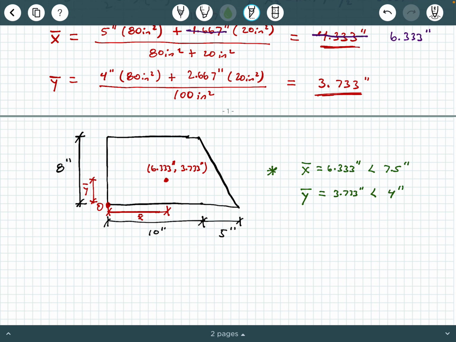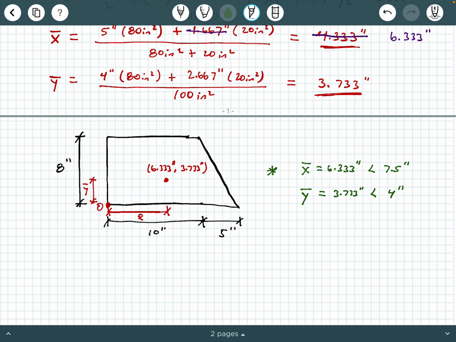We expect X bar and Y bar to be less than the halfway measurements of the particular dimensions of this shape, since again, it's a trapezoid. So notice there's more area down here at the bottom than there is at the top. If you think of your centroid calculations as weighted averages, that weighted average is closer to the origin than the halfway points of the 8 inches and the 15 inches. So that's just a way to do a mental check as you're doing your calculations.